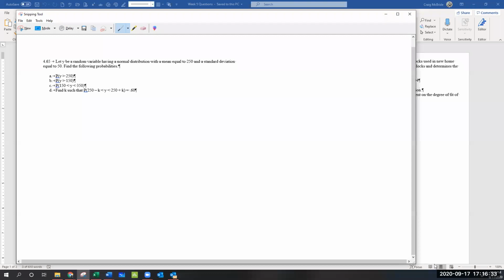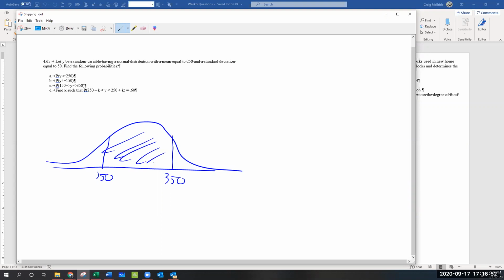So C pictorially is this, right? We've got 150 and we've got 350, and we're looking for the area in between those two. So to do that, are you using SAS or Excel?